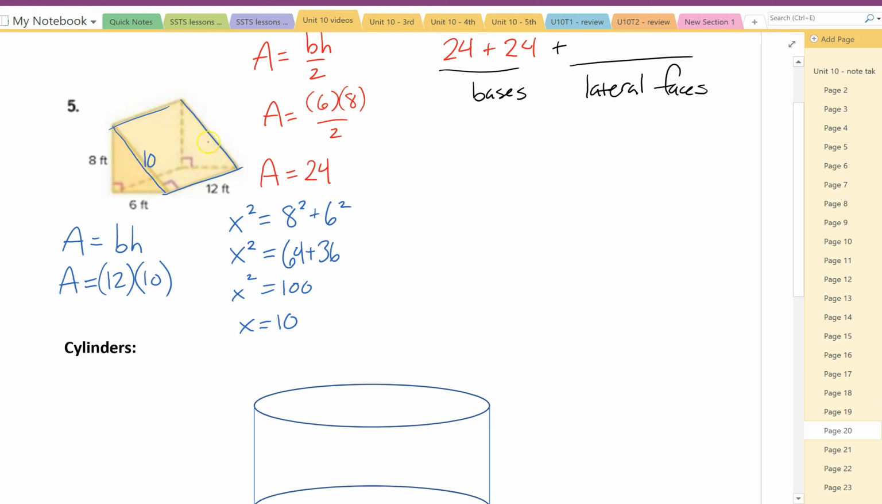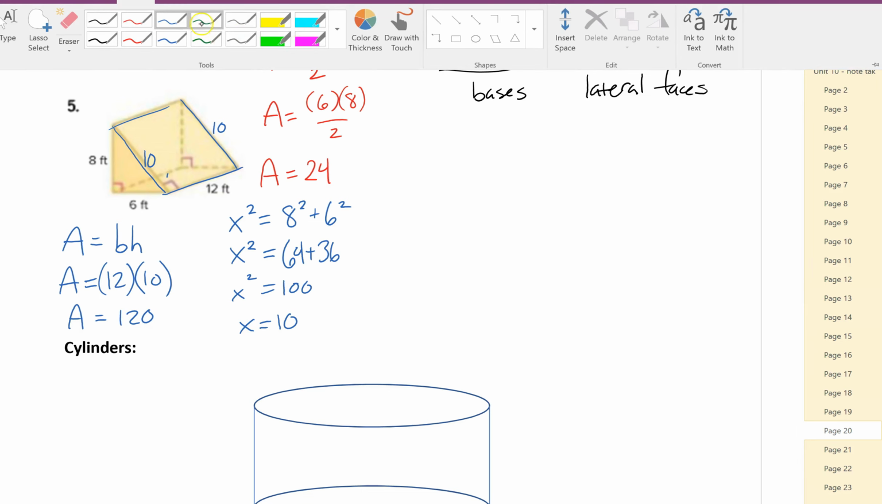So this side right here, and then also this one over here, those are going to be 10 feet long each. So the area of this big rectangle in front is 12 times 10, which is 120. So I can come up here and I can put a 120 right there. Now I need the other 2 lateral faces. Not going to be too hard.